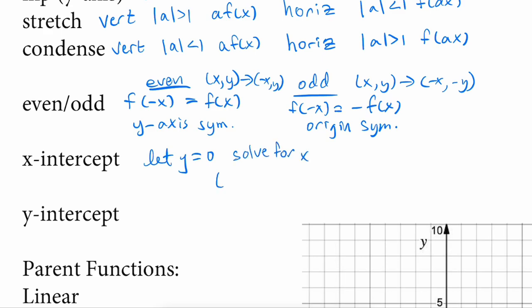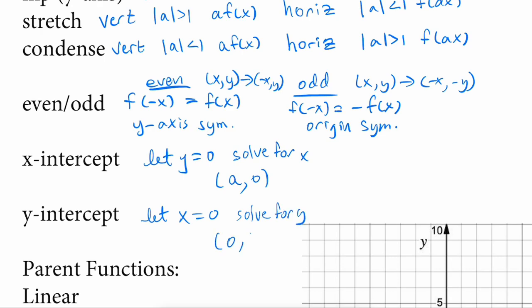It is of the form (a, 0). A function may have multiple x-intercepts, but it can only ever have at most one y-intercept. Remember, a function passes the vertical line test, so if it had more than one y-intercept, it would fail that test. For the y-intercept, you're going to let x equal 0, and then you solve for y.